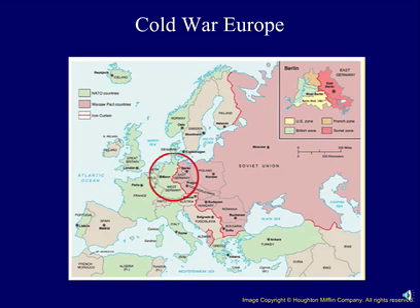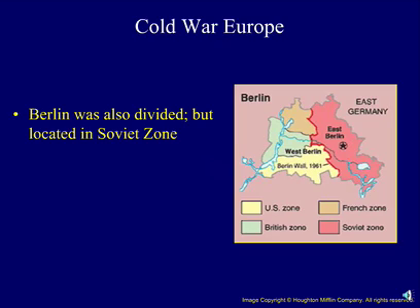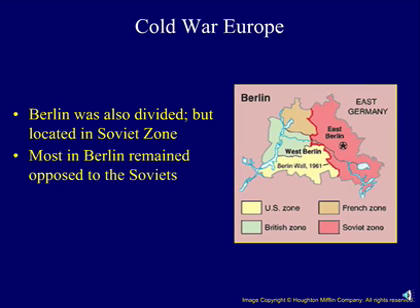Once again, here we have that Cold War map of Europe. Located within the circle would be the country of Germany. The arrow is pointing to the city of Berlin, located in the eastern half of the country, and that was occupied by Soviet troops because that was in the Soviet zone. Here is a close-up of the city of Berlin. Most of the citizens within Berlin supported the Western democracies as opposed to the Soviet Union.